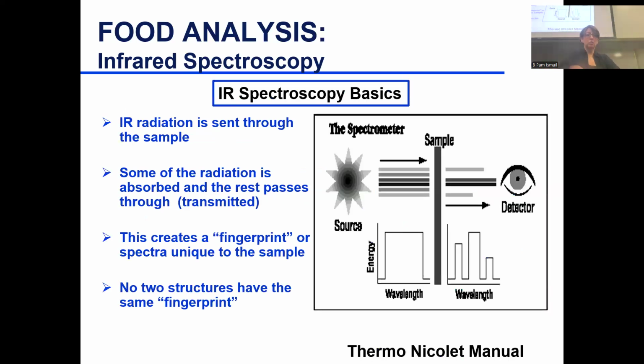Like what we talked about with absorption and fluorescence, you need a source of light, and the light hits the sample, the sample absorbs light, and then there is transmitted or reflected light. We'll talk about that. That goes to the detector. Similar principle, the only difference is it's IR radiation instead of UV or visible range.